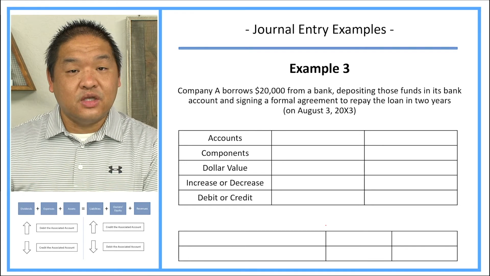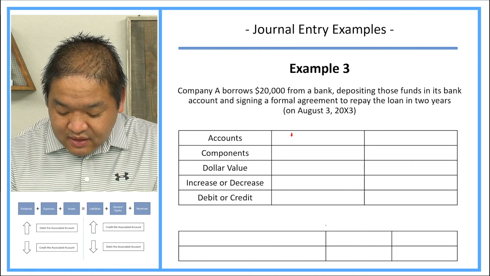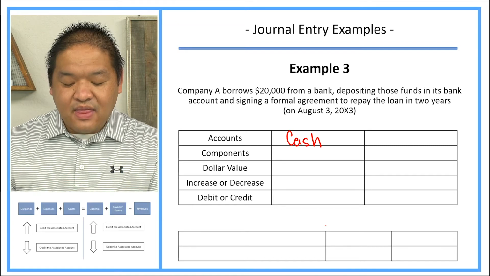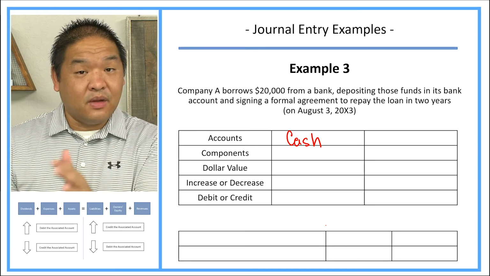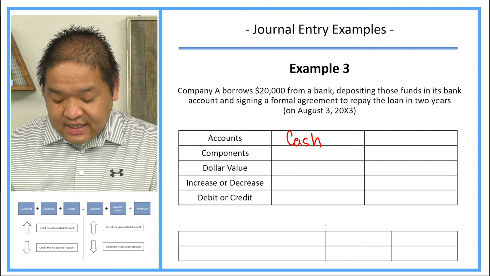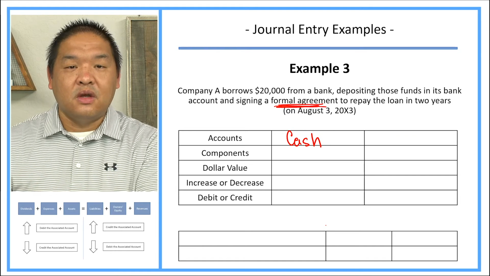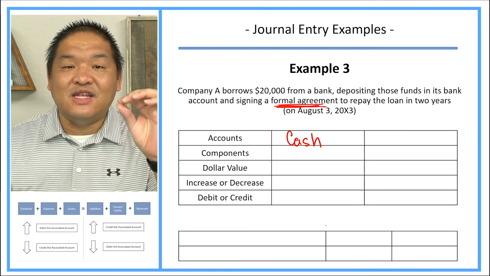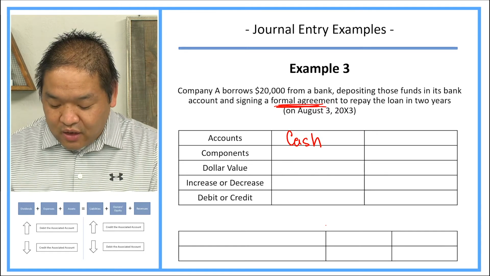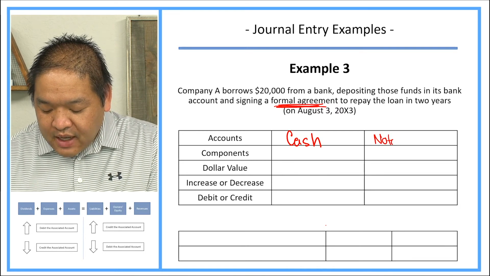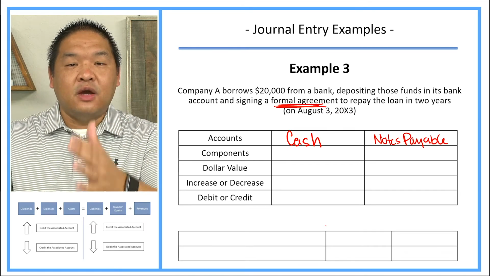So what accounts do we use for that exchange here? Well, first of all, I'm getting cash. So that's going to be one of them. And then I'm giving up future cash flows. So that's a liability I owe. In this case, because we're signing a formal agreement, we call that a note. Why? Because when you sign a note, it's a formal agreement. So we call that notes payable. Okay, so we've got cash and notes payable.